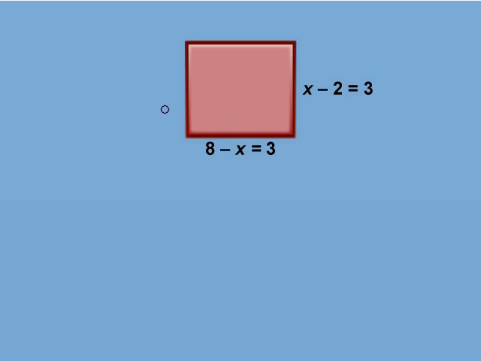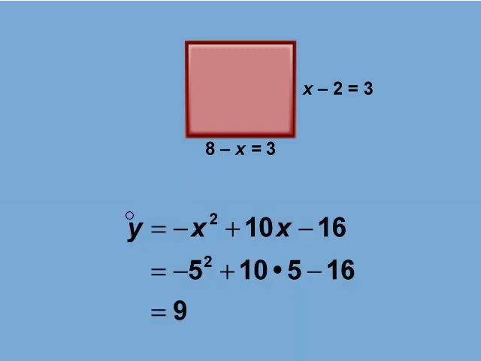Let's go back to the rectangle and find its dimensions when x equals 5. What we find is that the maximum area of 9 occurs when the side lengths are 3. In other words, the maximum area for a given rectangle is when it's in the shape of a square. By plugging in 5 into the original equation, we get a value of 9, the maximum area.